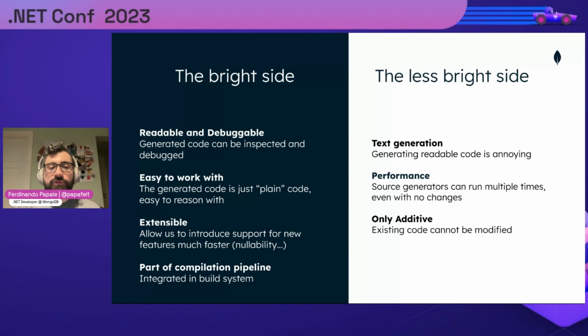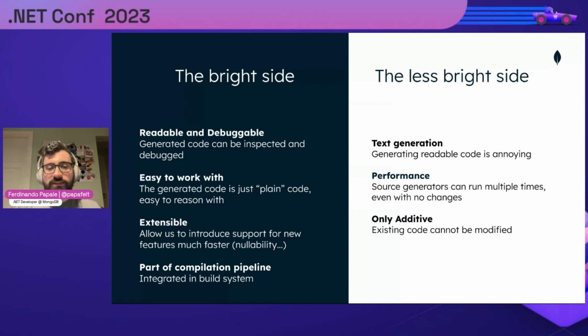There are obviously also some issues with source generators. You're working with text generation, and if you want the code to look nice, so that developers, for example, can look at it, you need to spend some time making it look good. There are also some issues with performance because source generators can run multiple times, even with no changes. But this is something that has been addressed over time. And the biggest problem is that source generators are only additive. They can only add code, they cannot modify the existing code.